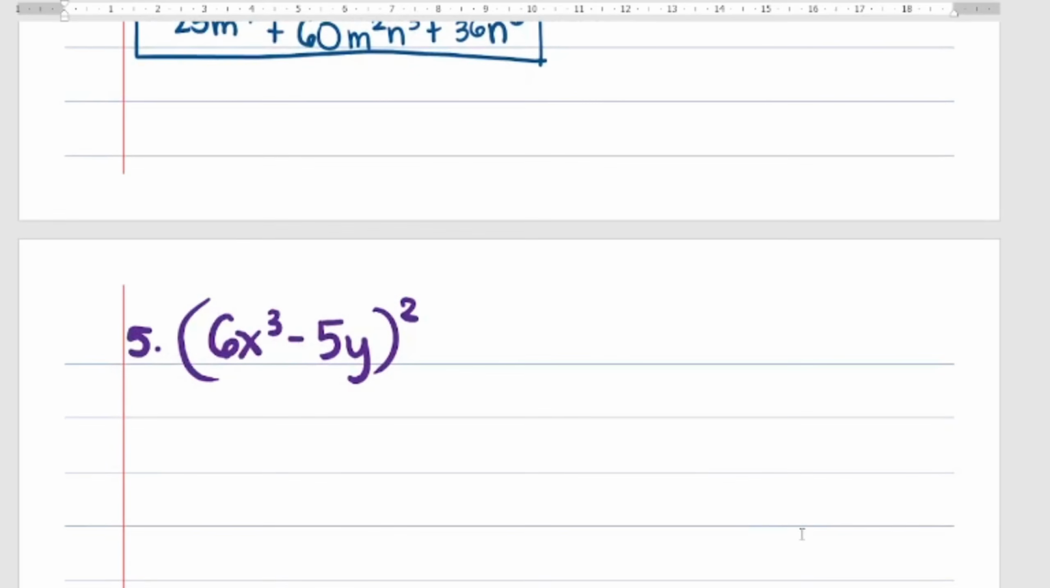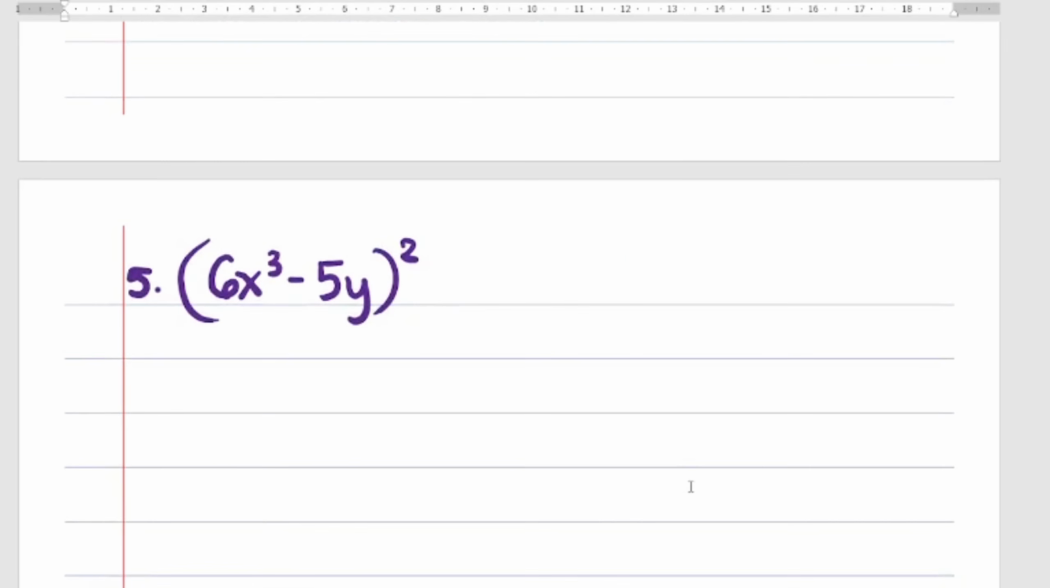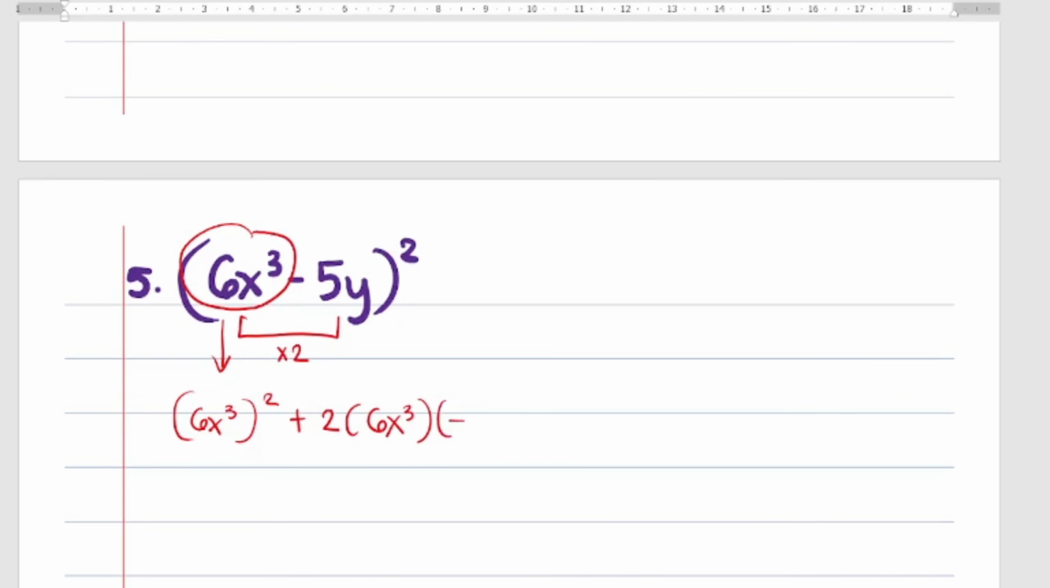Next one, number 5. It has the same pattern. Just follow the same thing. Get the square of the first term, so that's 6x cubed squared. Then for the middle term, just multiply, then times 2. So, 2 times 6x cubed times negative 5y, plus the square of the last term, so that's negative 5y raised to 2.